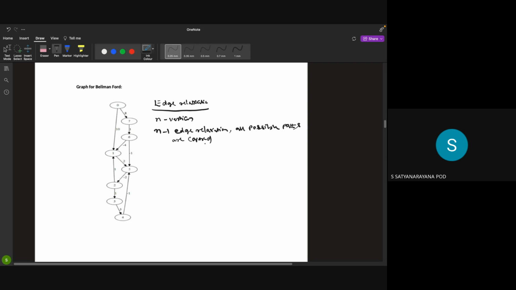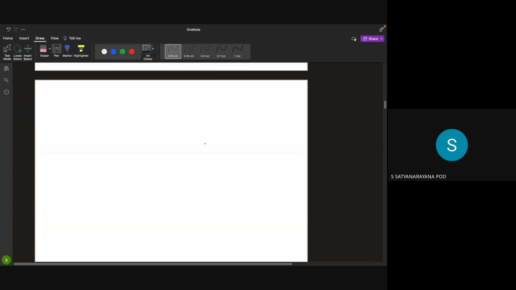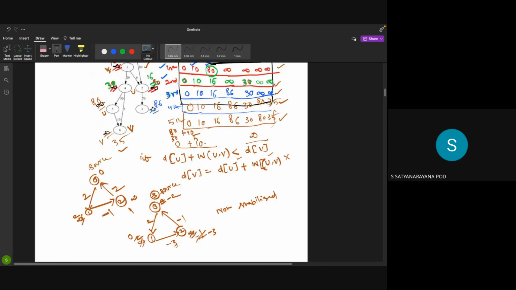Cycle means that every time you run it, the values are not stabilized. Is it clear? Please look here. This is what the samples have taken. So if this is a graph with vertices 0, 1, 2, you have edge weights of 2, -3, -1.